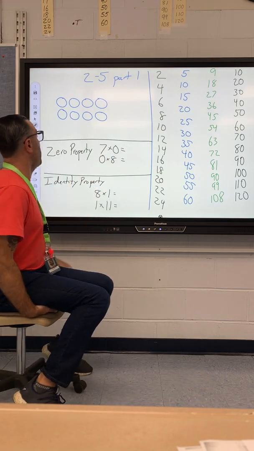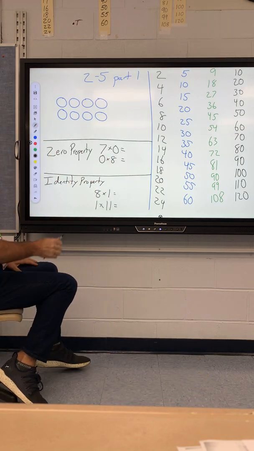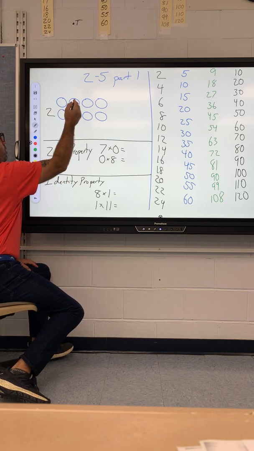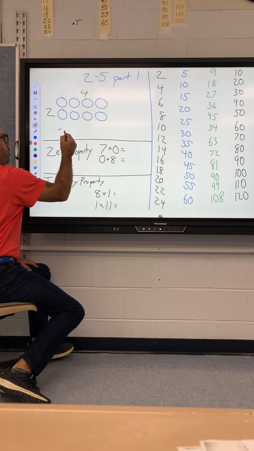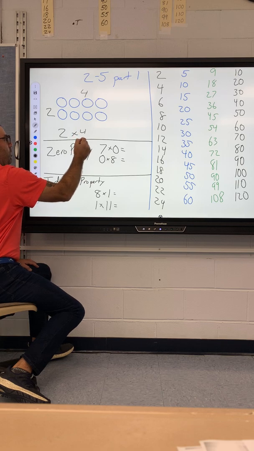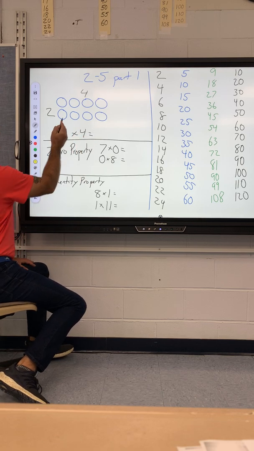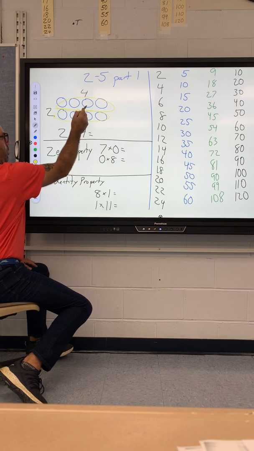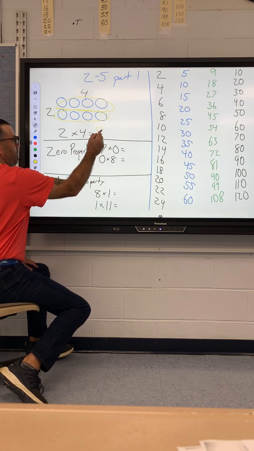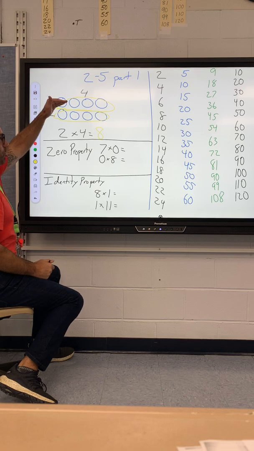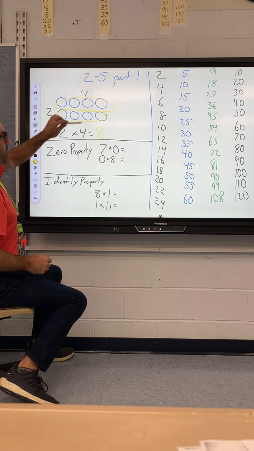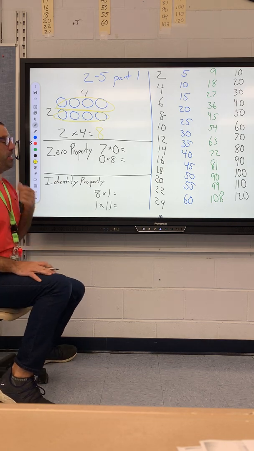So we learned about an array, right? The name of this array, we always go down, then across. We call this a 2 by 4, or 2 times 4. Now what does that mean? Well, it means 2 groups of 4. So like 4, 8. So 2 times 4 is 8. So we always do the groups this way, horizontally. 4, 8, okay? Piece of cake.